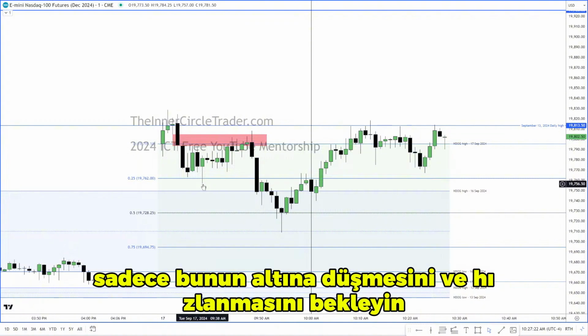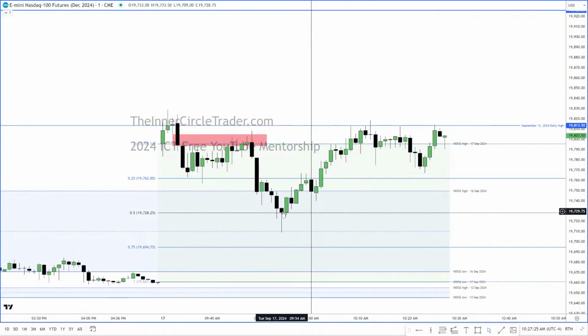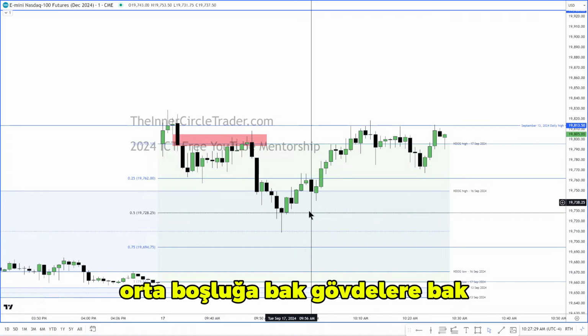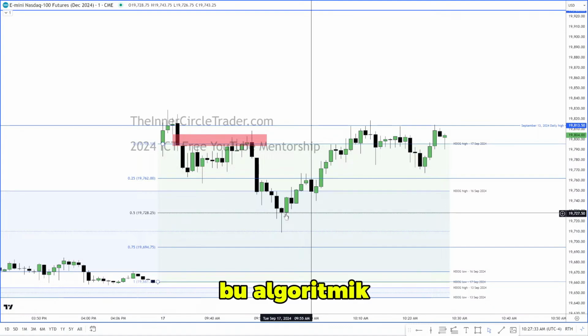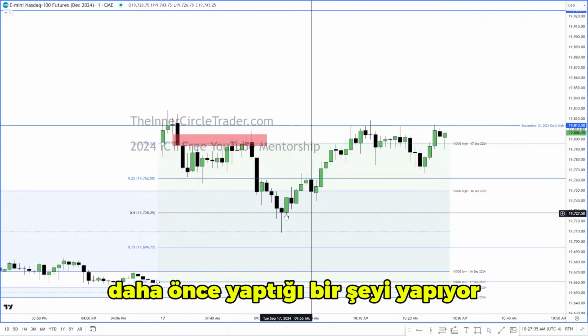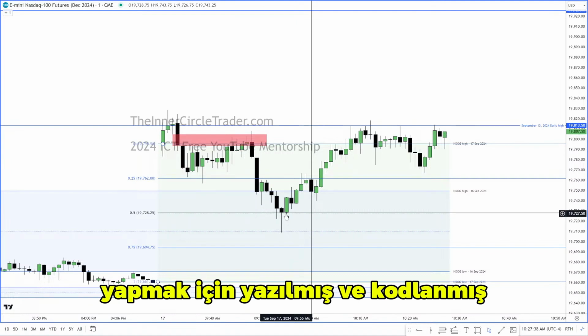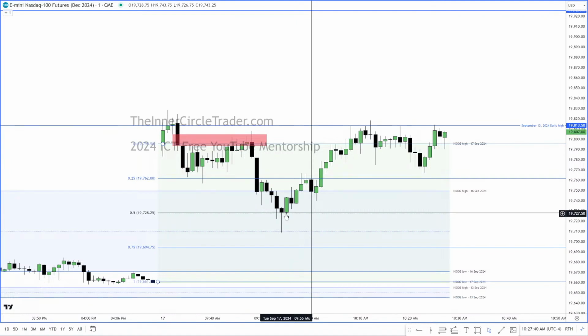Just expect that it goes below this low and accelerates to mid gap. Look at the bodies. Look how the bodies are respecting that mid gap level. That's algorithmic. It's doing something that it's been scripted and coded to do. Just like a recipe.